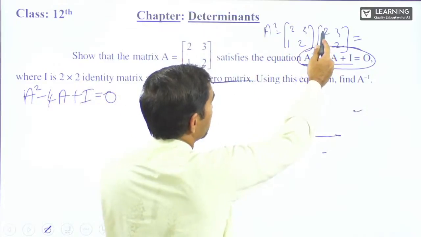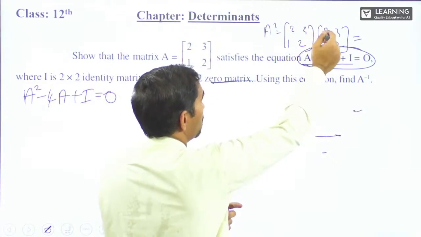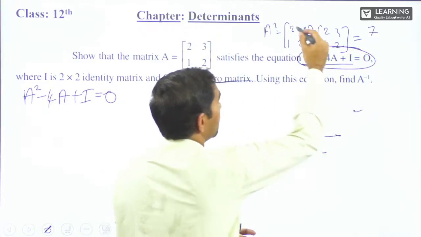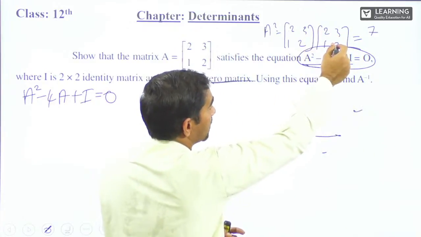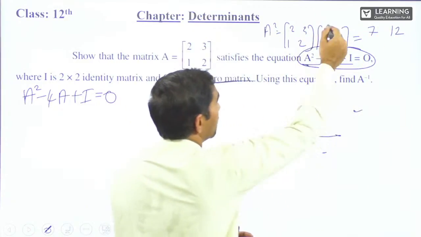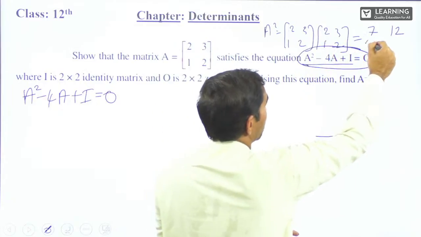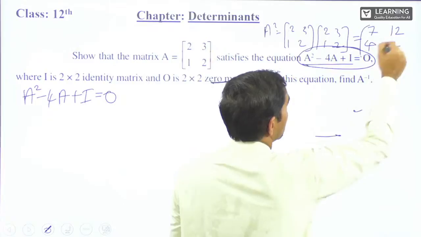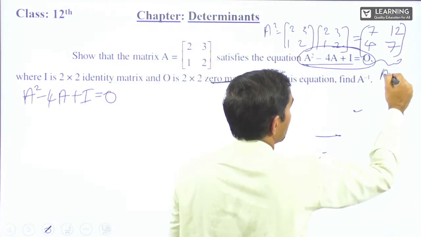So 2 into 2, 4. Row into column, students. 2 into 2, 4. 3 into 1, 3. So 4 plus 3 is 7. 2 3s are 6. 3 2s are 6. So 6 plus 6 will be equal to 12. So A square is [7, 12; 4, 7]. This is our A square.